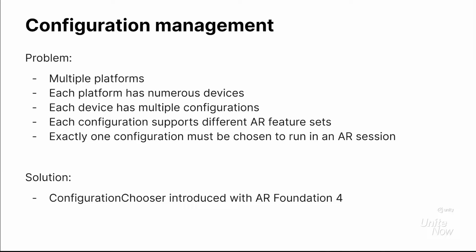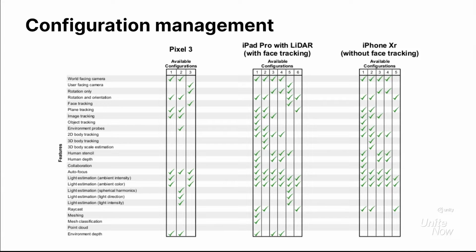To solve this problem with AR Foundation 4, we added an overridable configuration chooser class. Let's look at 3 devices and setups. The Pixel 3, the iPad Pro with LiDAR, an iPhone XR, but with the ARKit face tracking package not included. This chart displays the number of configurations that are currently available on each of these devices.